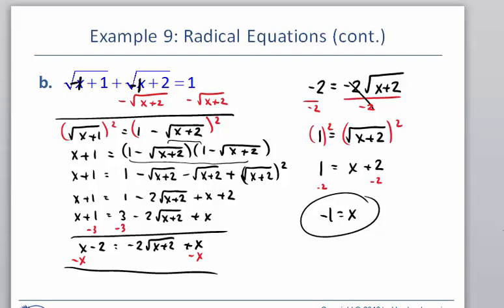So on the first radical, we have the square root of -1 plus 1. That's going to become 0, so that's not going to be an issue. Then we have the square root of -1 plus 2. That's going to be the square root of 1, which is equal to 1. And so I can see that that does check and is correct.